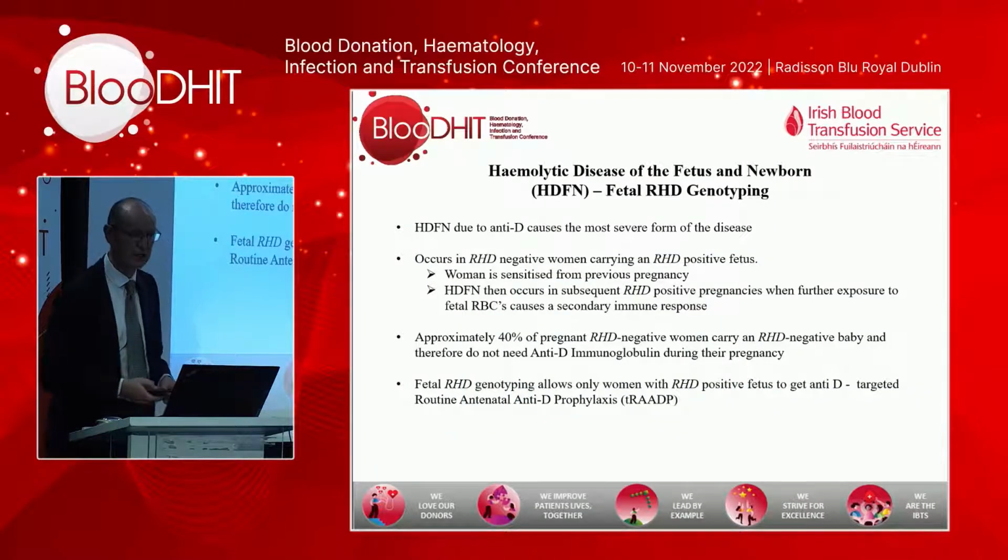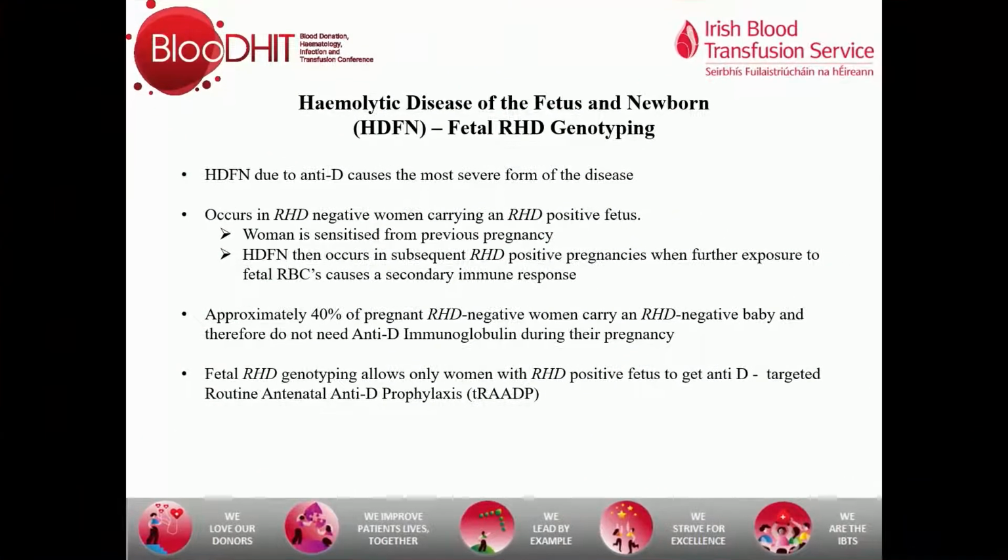So finally, just a third example here of the services that we provide: hemolytic disease of the fetus and newborn, HDFN. Essentially it occurs in RHD negative women carrying an RHD positive fetus. Approximately 40% of pregnant RHD negative women carry an RHD negative baby, and therefore do not need anti-D immunoglobulin during their pregnancy. So by providing this fetal screening service, about 40% of women do not require that anti-D prophylaxis.